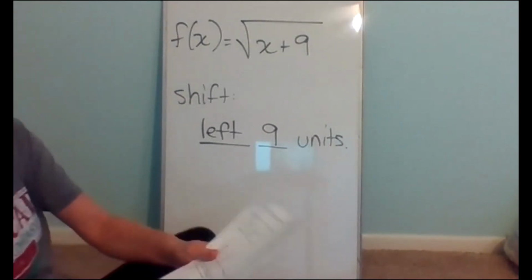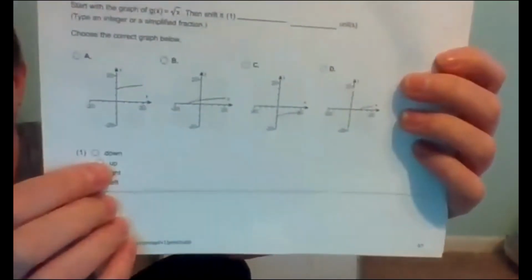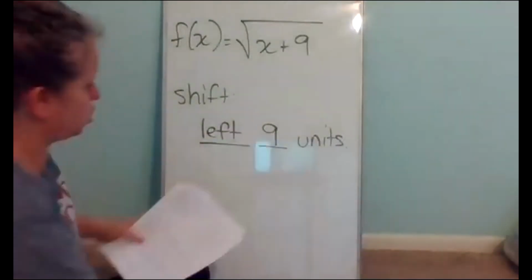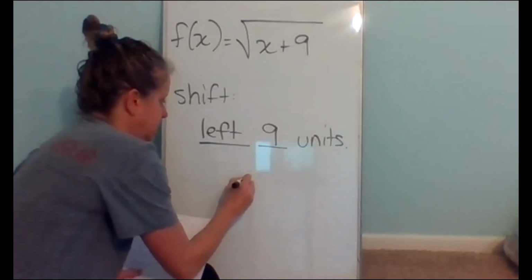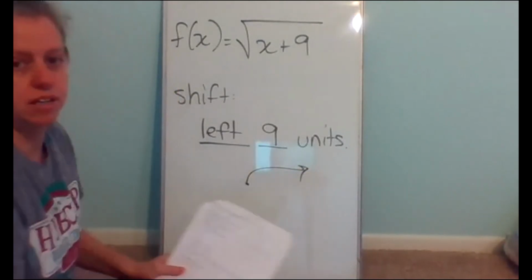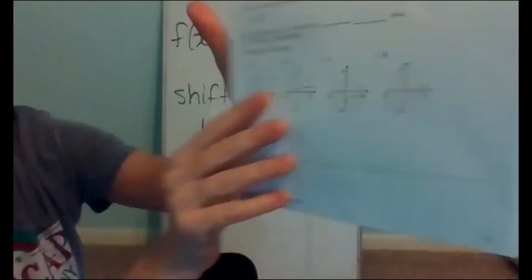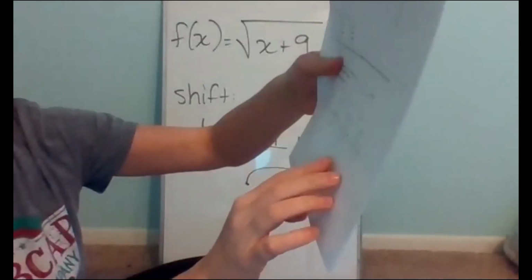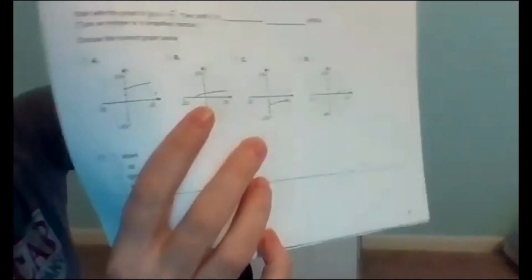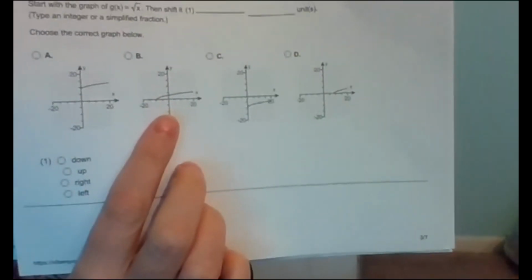Okay, and then it gives you a multiple choice on this one. So the original square root graph just looks like this. So if I'm shifting it to the left 9, the one that's been moved to the left would be this B one.